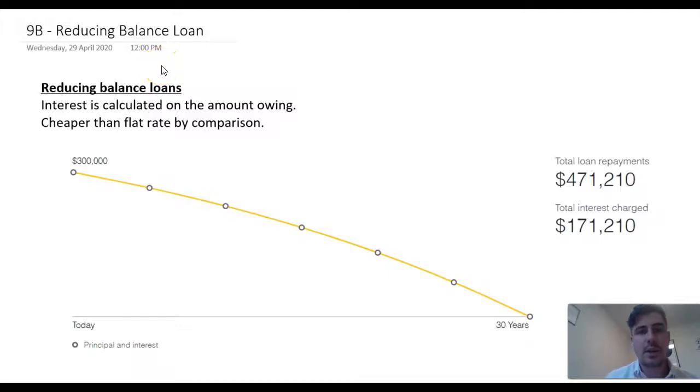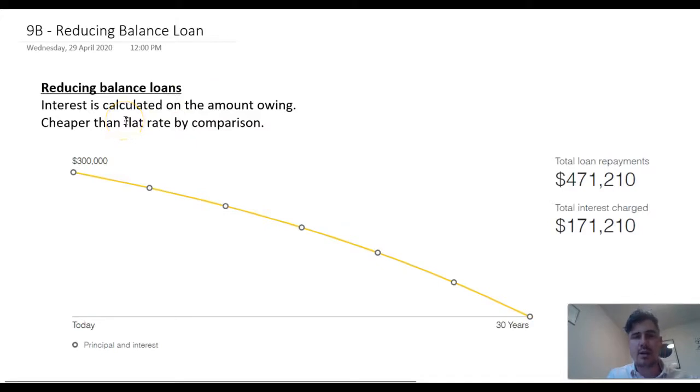In this video, we're going to look at reducing balance loans, which are a very common type of loan to have. They are the types of loans you have on your house, or you can even have them as personal loans if you need to buy something specific. And they are actually cheaper than a flat rate loan by comparison.